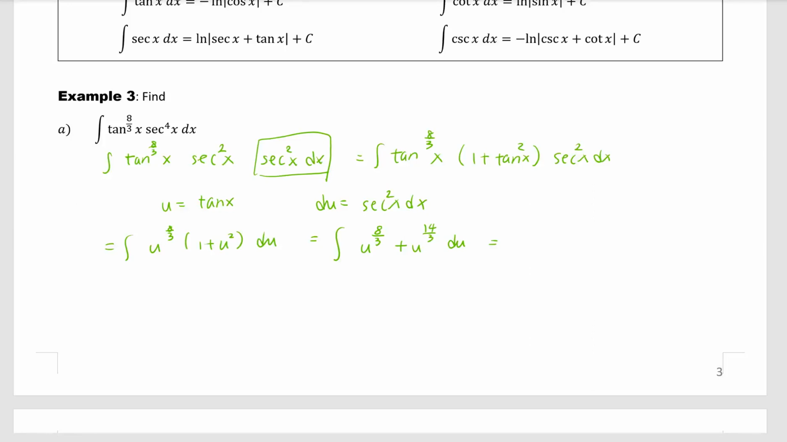So when we integrate, add 1 to the exponent, so 11/3, over 11/3, we can flip it on top. And then u to the, add 1 to it, so 17/3, over 17 times 3, plus c. So far, so good, everybody? Okay, finally, what is our u? Tangent. So 3/11 tangent to the 11/3, and then 3/17 tangent to the 17/3, plus c. So far, so good, everybody? All right, let's continue.